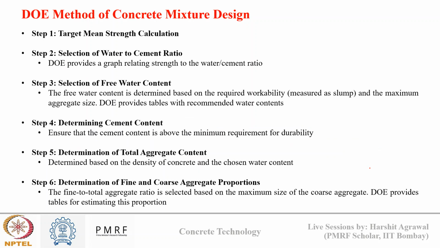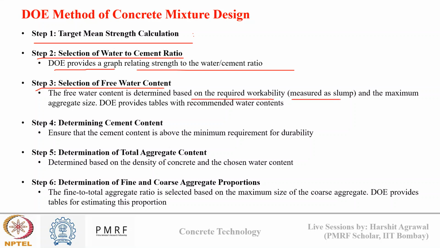On this slide, I have just summarized the entire mixture design procedure for the DOE method. First step is target mean strength calculation, same as we have done for the IS code. Second step is selection of W by C ratio. The DOE method provides a graph relating strength to W by C ratio that we use. Third step is selection of free water content. Free water content is determined based on the required workability, measured as slump, and the maximum aggregate size. For this, the DOE method provides a table with recommended water content related to these two properties.